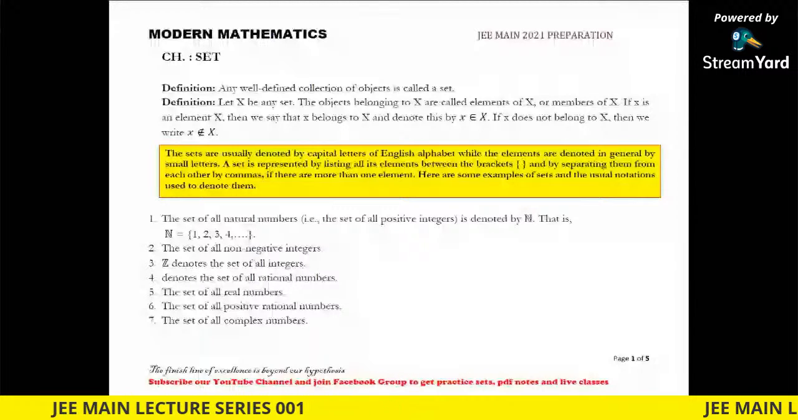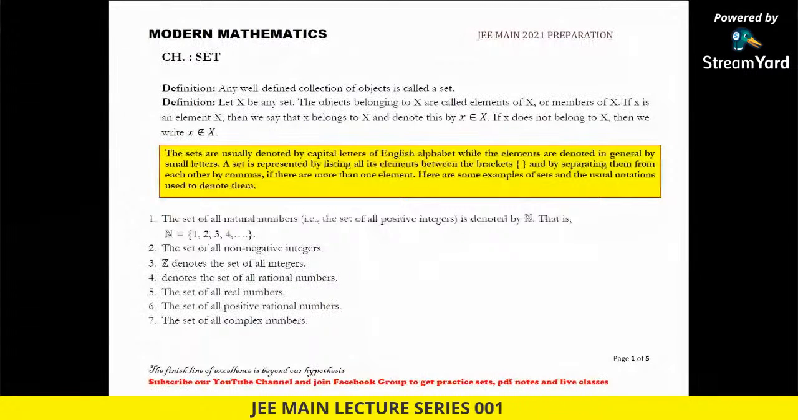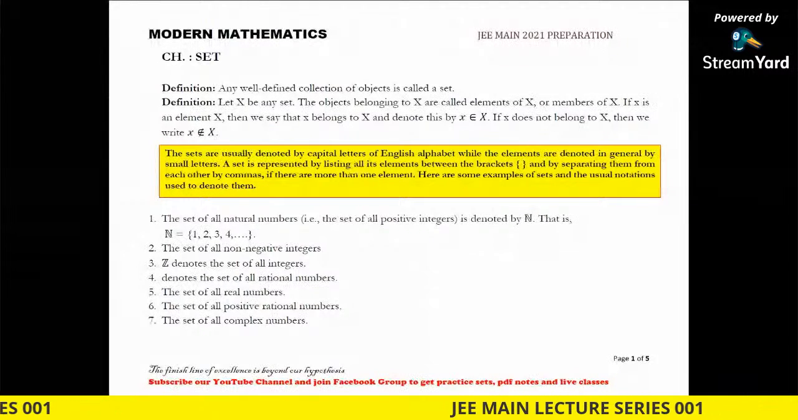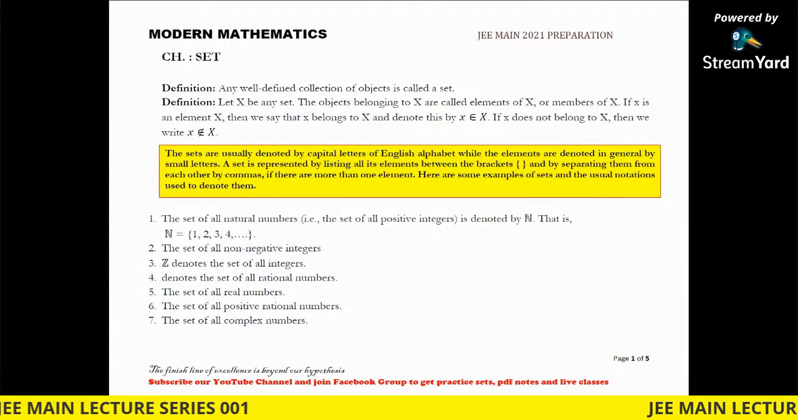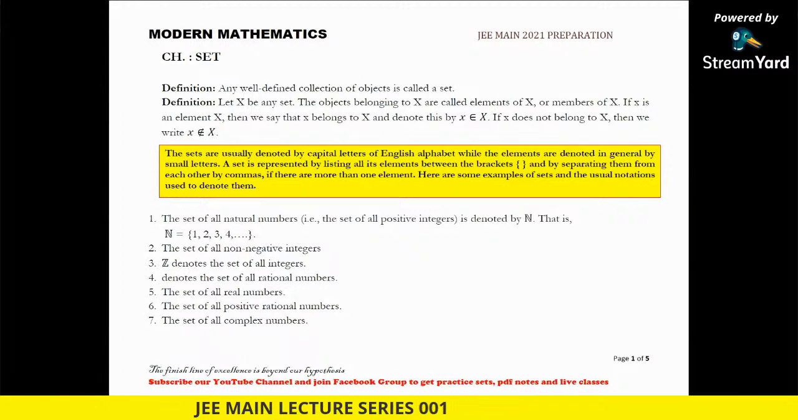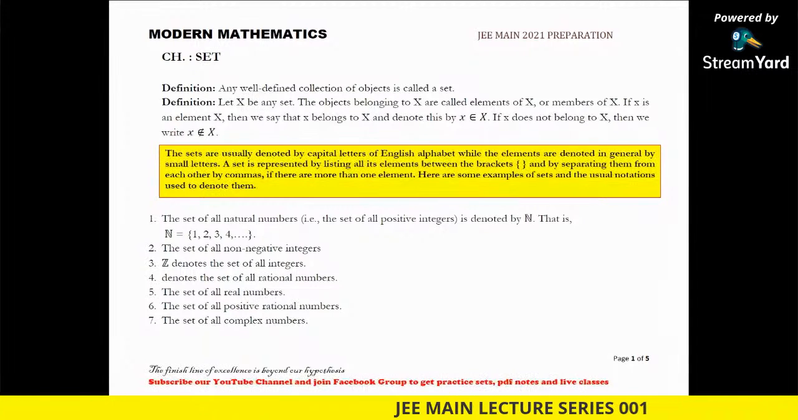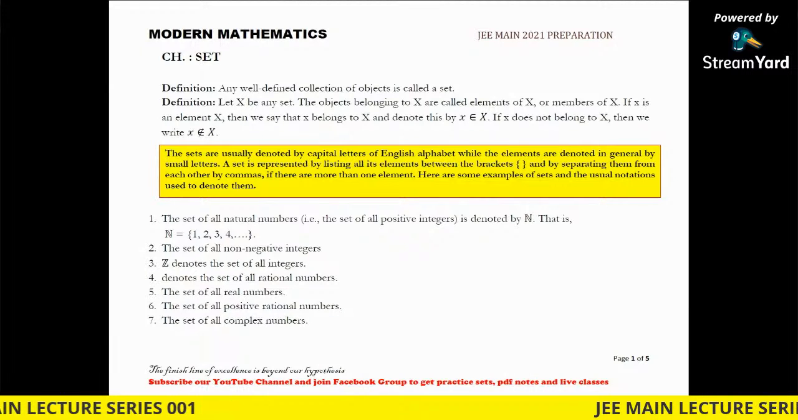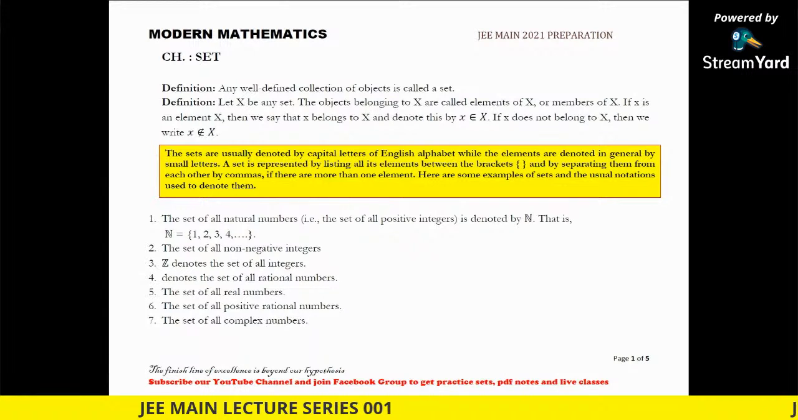The set of all positive rational numbers: if p by q, where p is a positive integer and q is also positive, then it is called a positive rational number. It is denoted by capital Q with plus. A set of all complex numbers is denoted by capital C, and a complex number is of the form a plus ib, where i is the square root of minus 1.